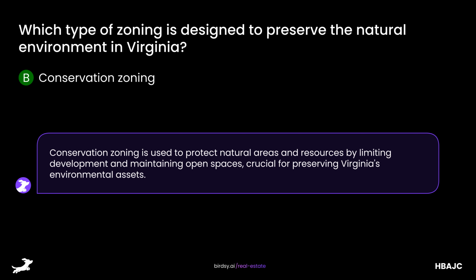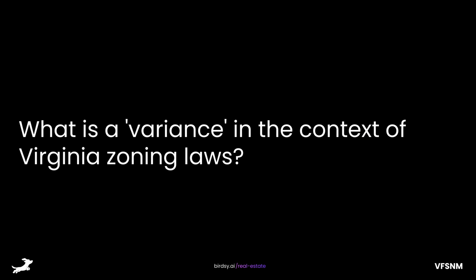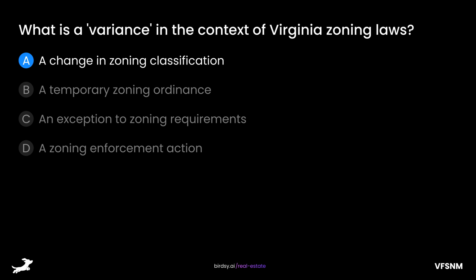Conservation zoning is used to protect natural areas and resources by limiting development and maintaining open spaces, crucial for preserving Virginia's environmental assets. What is a variance in the context of Virginia zoning laws? Is it A, a change in zoning classification? B, a temporary zoning ordinance? C, an exception to zoning requirements? Or D, a zoning enforcement action? The answer is C, an exception to zoning requirements.